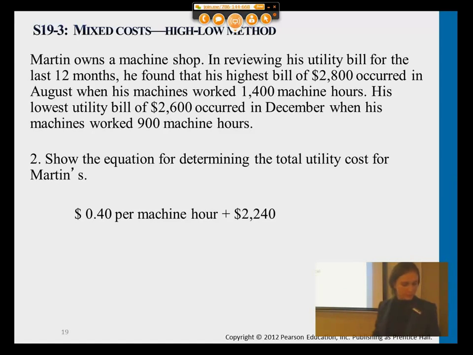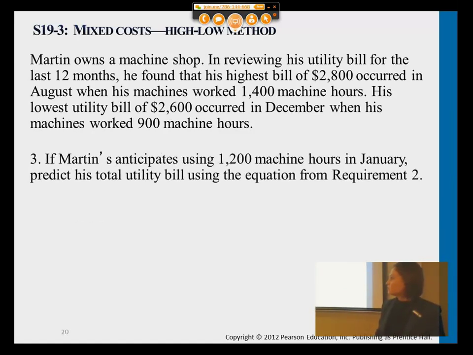Okay, that's not it. There's another part. Here you go. So if Martin's anticipates using 1,200 machine hours in January, we want to figure out what is the total utility bill using the equation from the very first slide. So how am I going to calculate my total utility bill? What am I going to do?